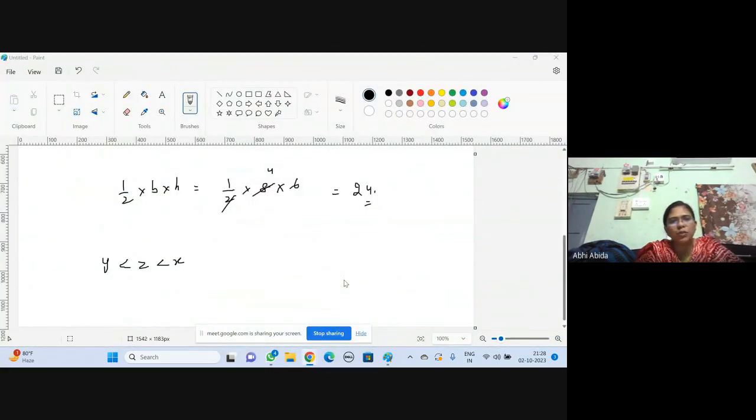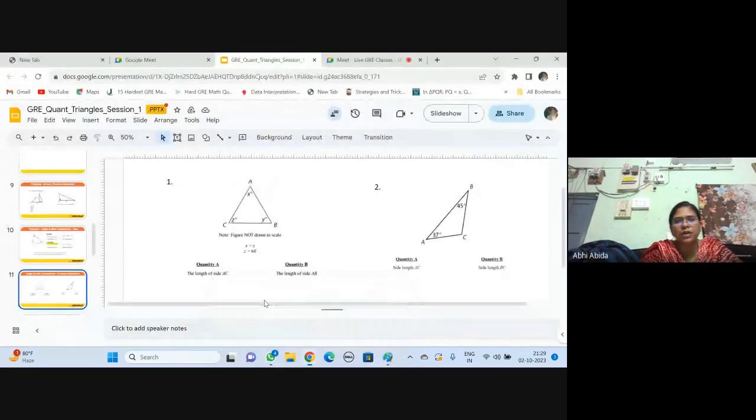As I told you, option A is for quantity A greater, option B is for B greater, option C is for both are equal, and option D is cannot be determined. So as of now, the answer is B greater. For this question, option B is greater. Move on to the second question here. What's the answer for that?